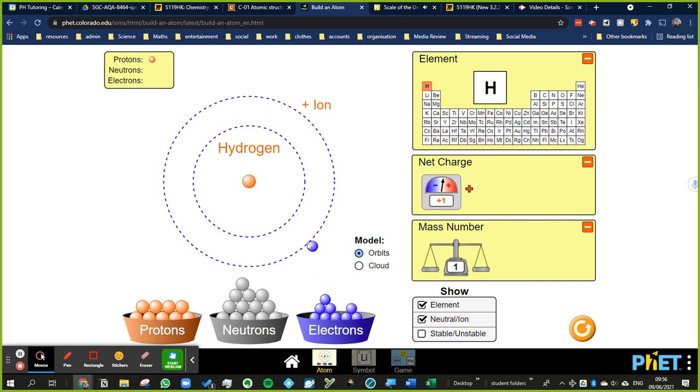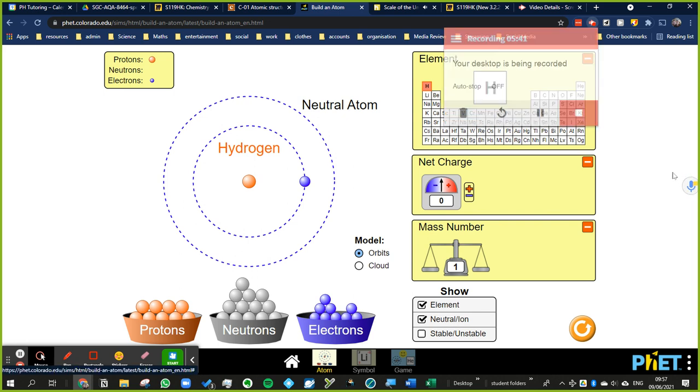Now I'm going to add an electron. I'm going to see what happens. So the electron put the charge back down to 0, and now it calls itself a neutral atom. The name stayed the same, and the mass number stayed the same. Now, why do you think that might be?